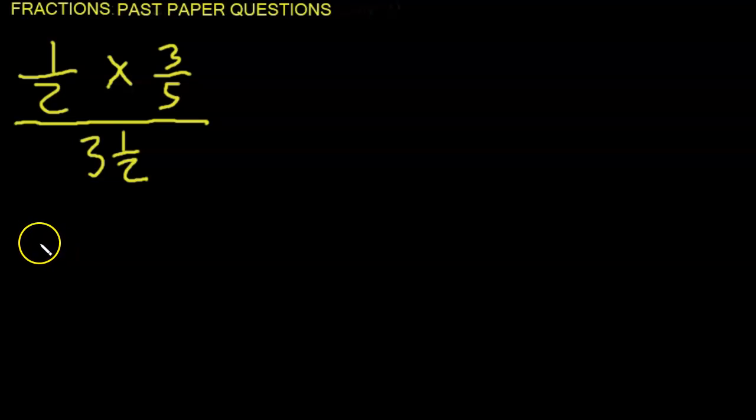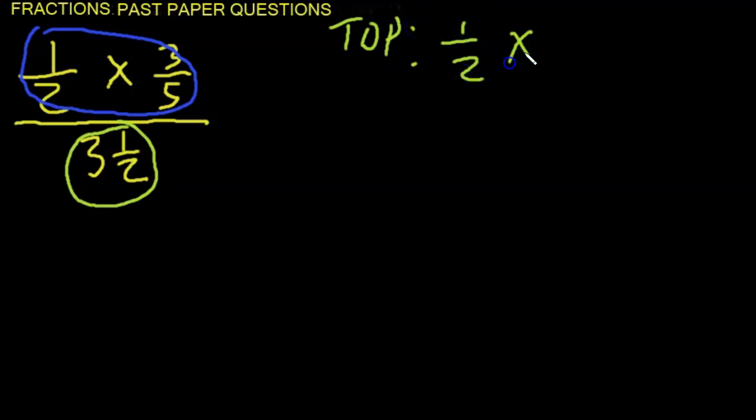Well, my advice would be to work out the numerator first. So we try to work the value for that, and then we try to work out the value for the denominator. Alright? So at the top here, we have a half times 3/5.